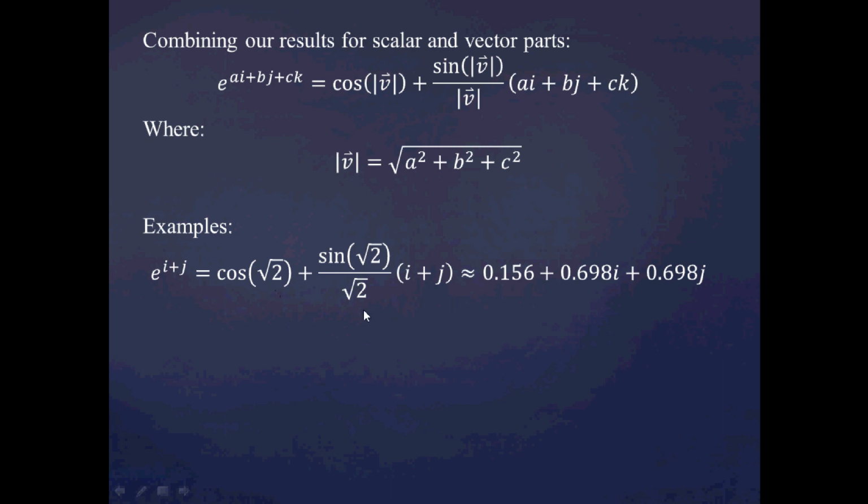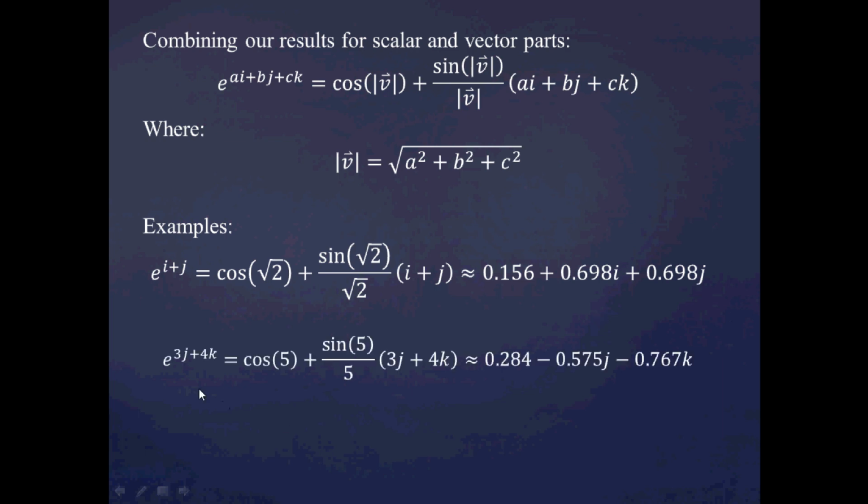And to find the new vector part, we have sine of the length of v, which is the square root of 2, divided by the length of v, which is again the square root of 2, times the vector itself, which is i plus j. And then you just distribute this to the i and to the j, and we find that the new quaternion that we get out of taking e to the i plus j is 0.156 plus 0.698i, and the same coefficient times j.